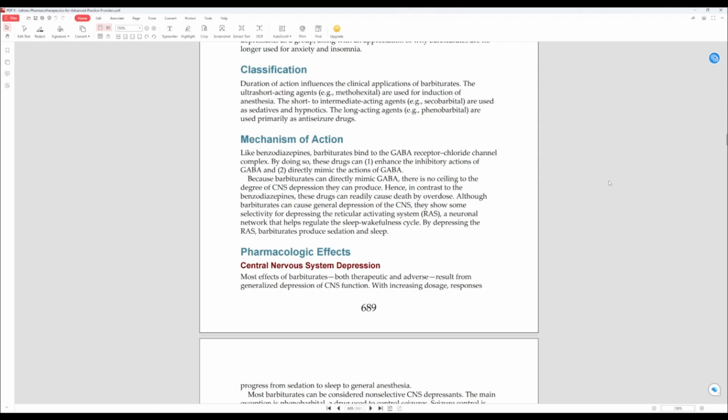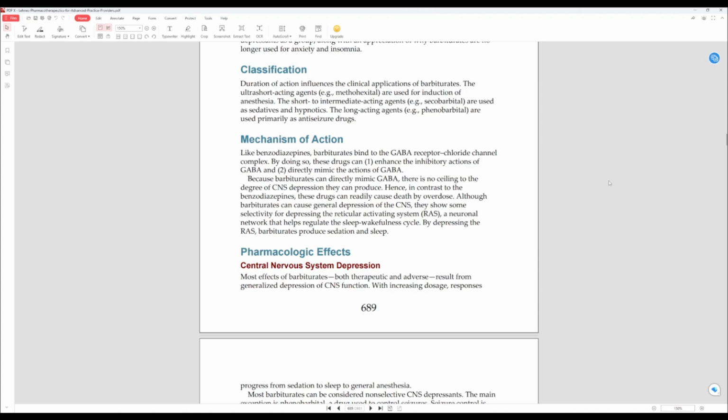So how does it work? Its mechanism of action: barbiturates bind to the GABA receptor chloride channel complex. By doing so, these drugs can 1. Enhance the inhibitory actions of GABA, and 2. Directly mimic the actions of GABA. Because barbiturates can directly mimic GABA, there is no ceiling to the degree of CNS depression they can produce. Therefore, in contrast to a benzodiazepine, these drugs can readily cause death by overdose.